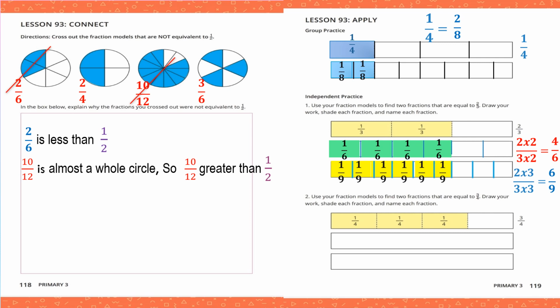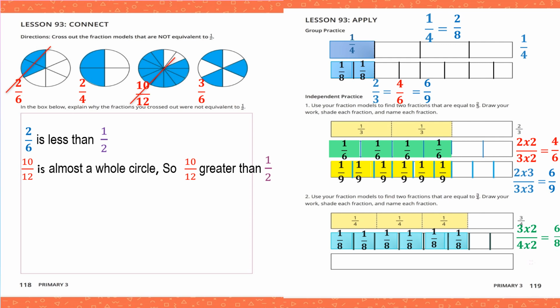Number 2, find two fractions that are equal to 3 over 4. Let's multiply the numerator and the denominator by 2. 3 times 2 equals 6. 4 times 2 equals 8. So I will divide this into 8 equal parts and color 6 parts. And each part represents 1 over 8.